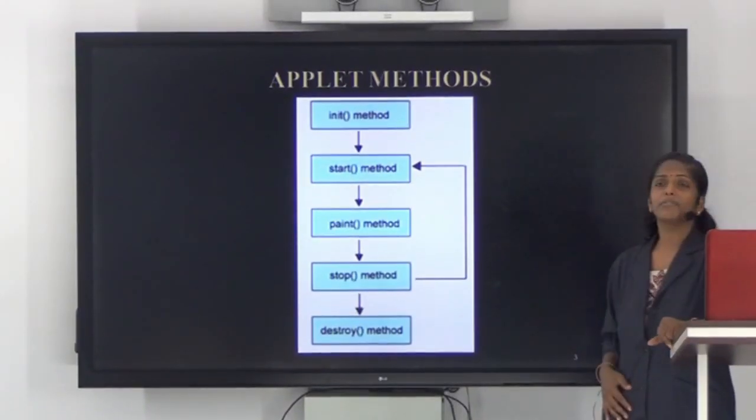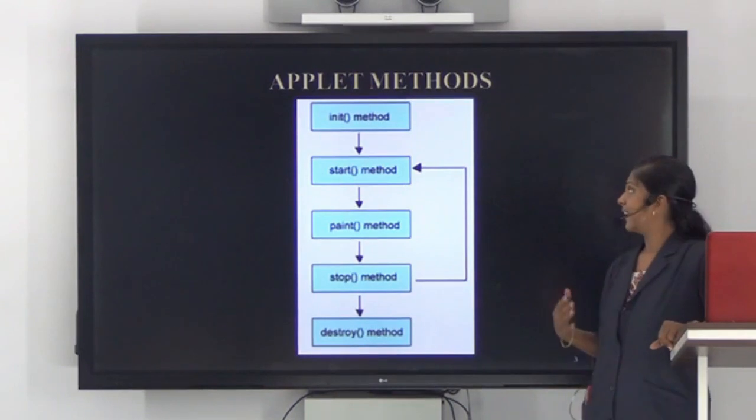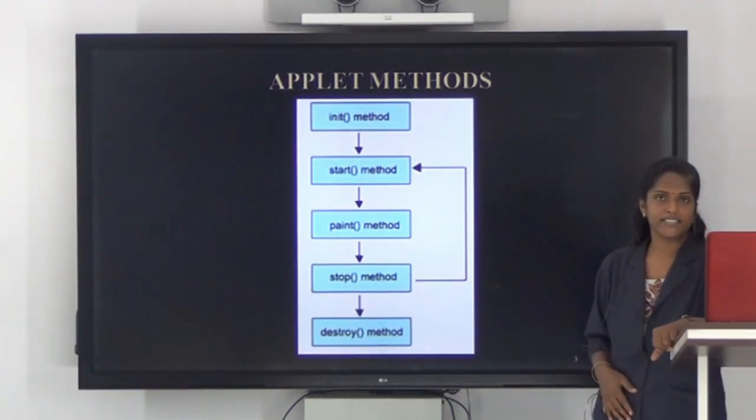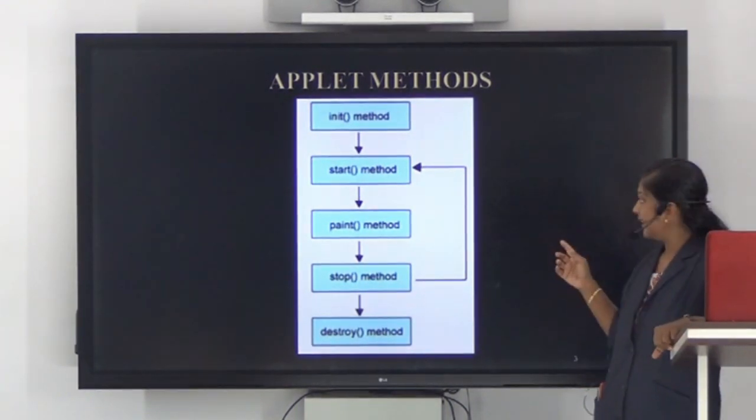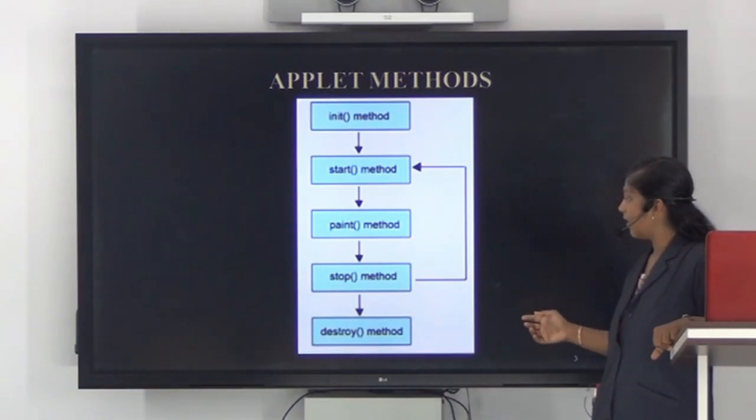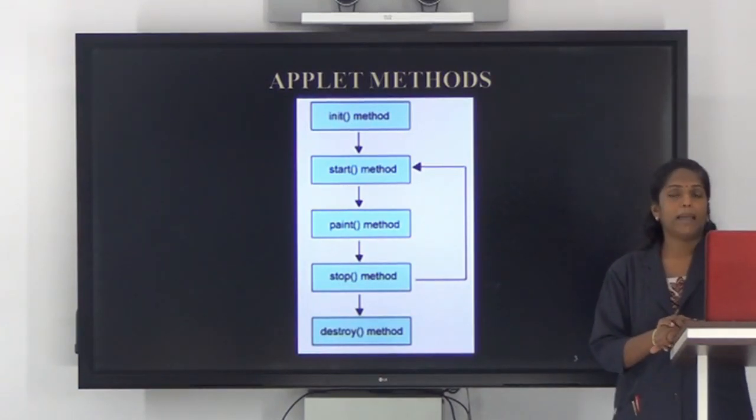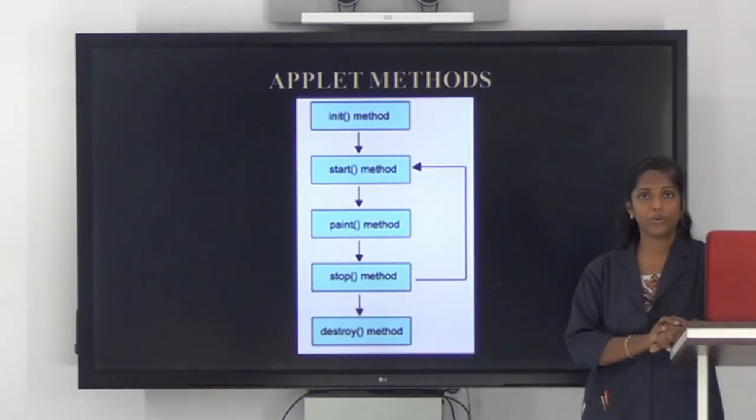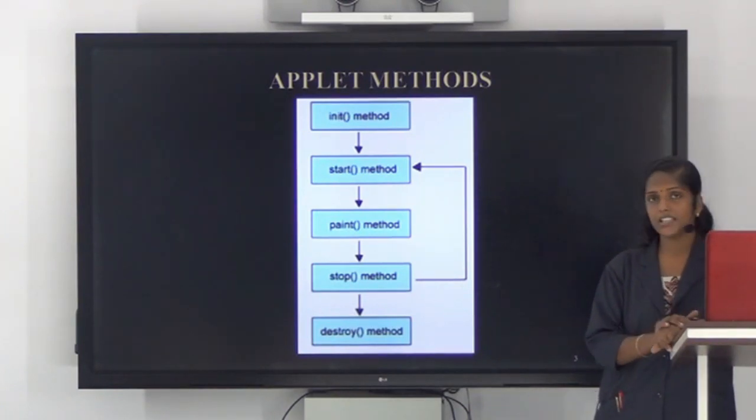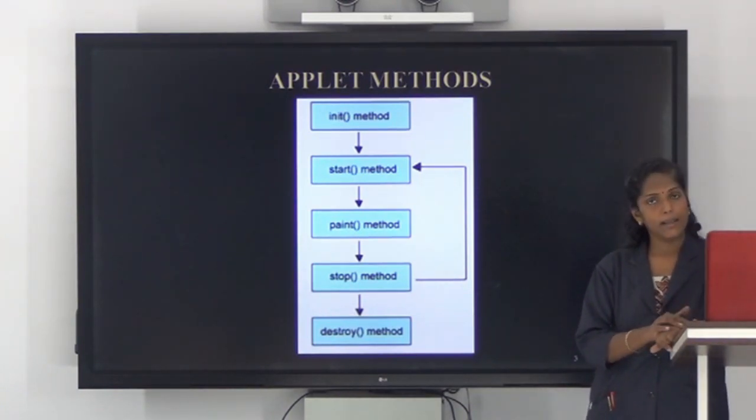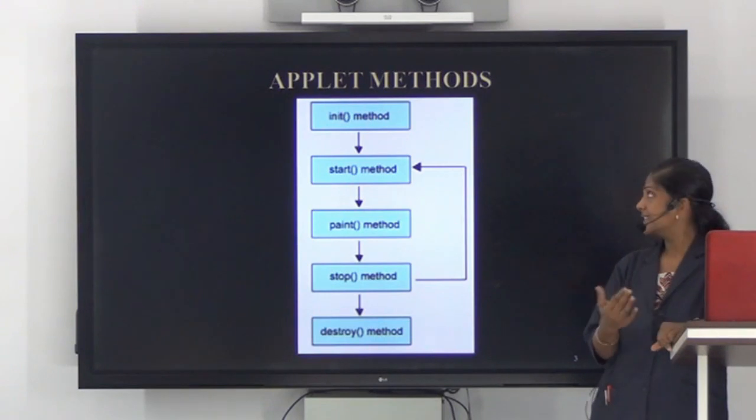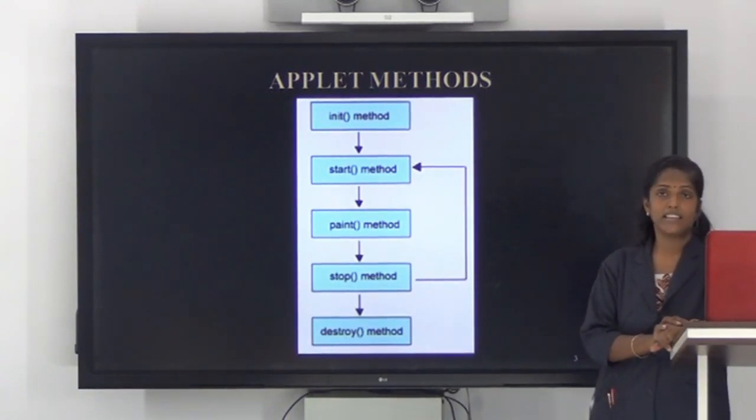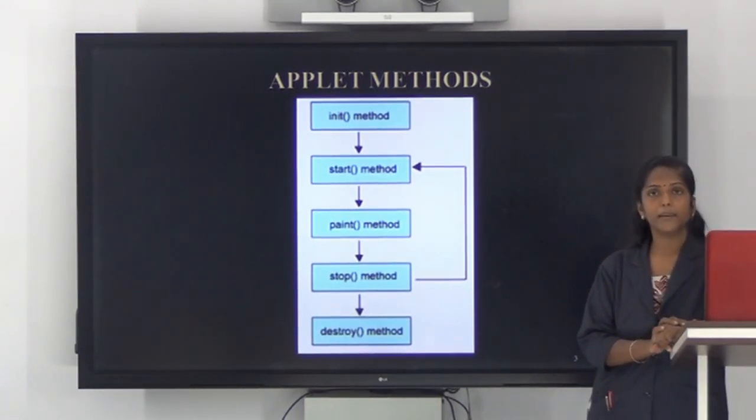Now let us see some of the important methods that are called during an applet lifecycle. The methods are init, start, paint, stop, and destroy. As we can see here, there is no main method. In a normal Java program, execution starts at the main method, whereas in an applet program, the execution does not start at the main method.